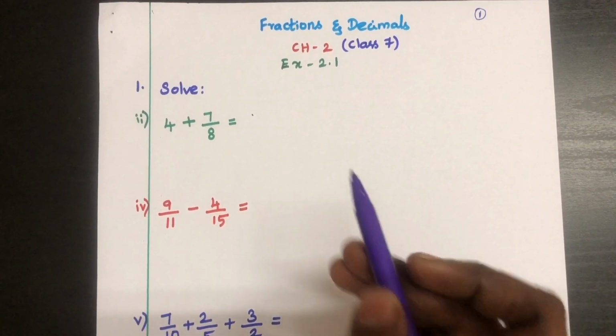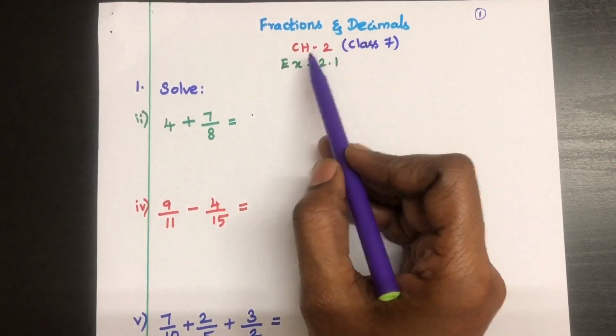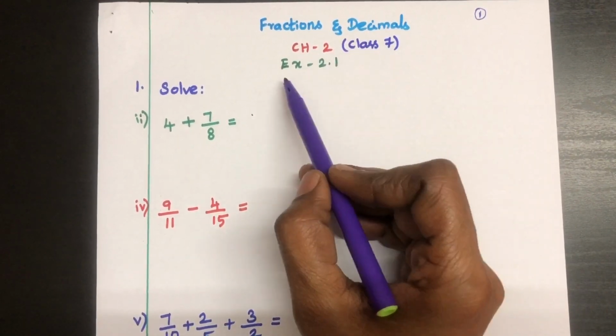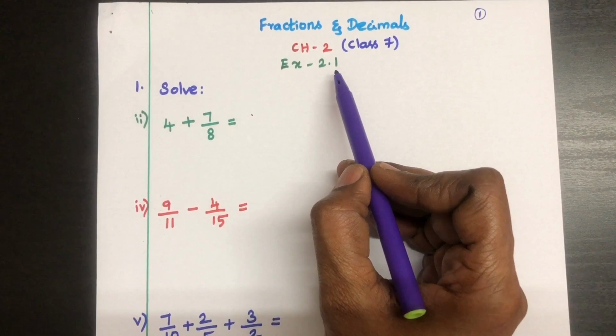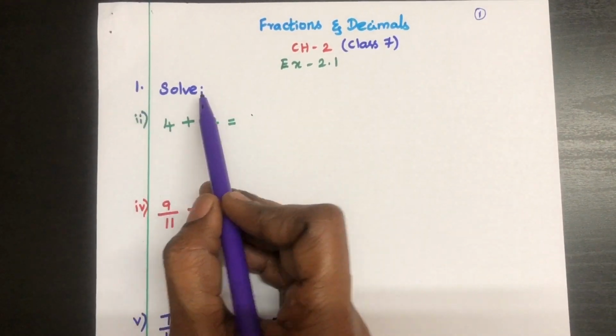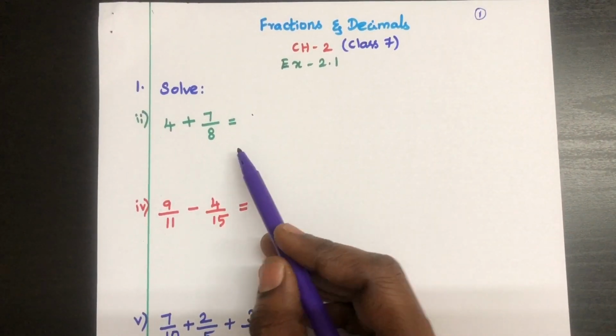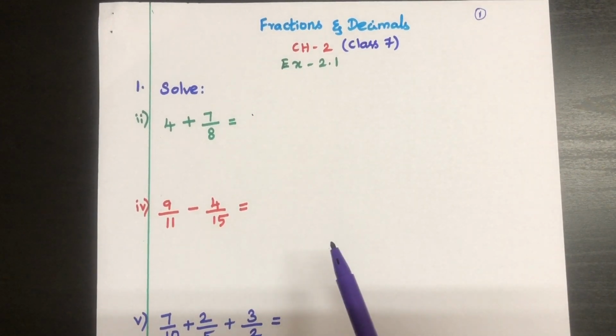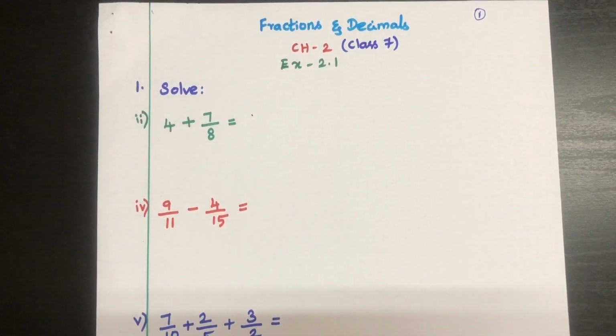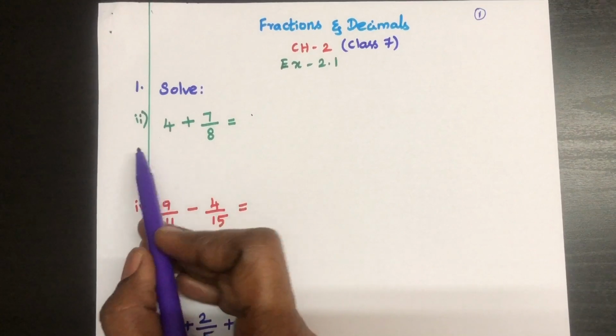Today we are going to learn fractions and decimals, chapter 2 of our class 7, exercise 2.1. First main, solve. We are going to solve addition and subtraction of fractions, whole numbers and mixed fractions also. Let's see how to do that.